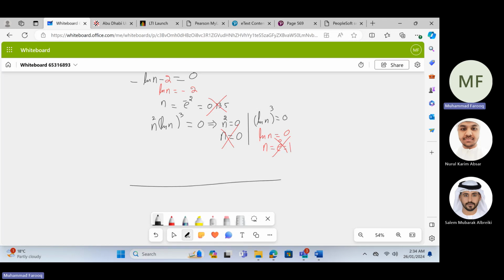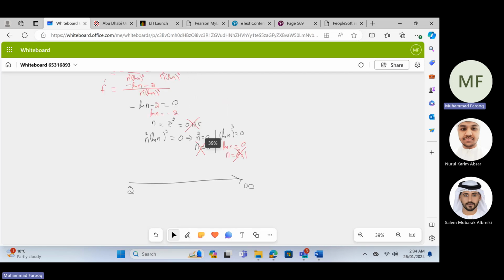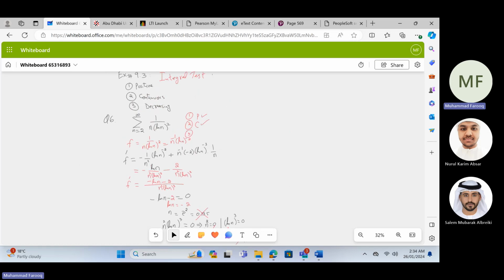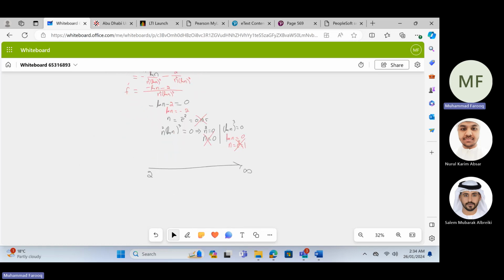Our domain is from where to where? Look at the question: from 2 to infinity. How many CPs did we get? We didn't have any. Please don't say 0; there is no CP at all. Now, how do we check decreasing? There is no point on the domain line because there is no CP. We have to take a test point.